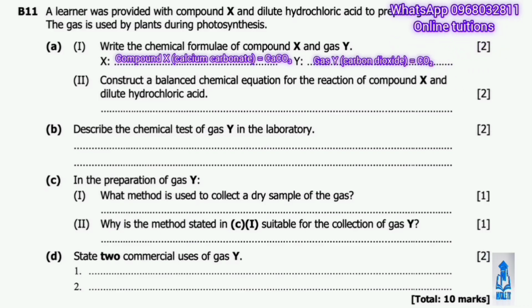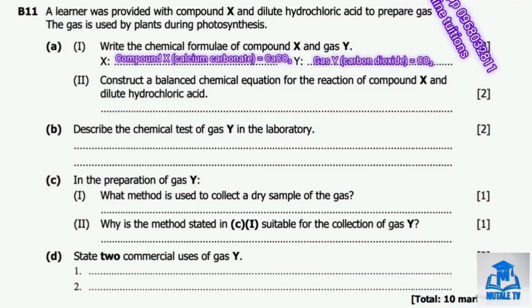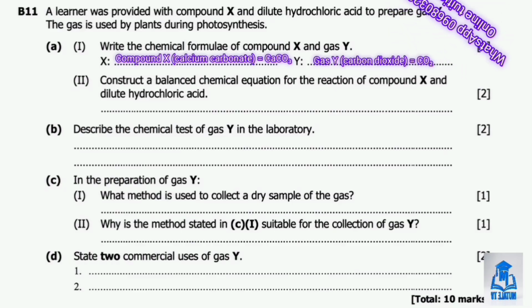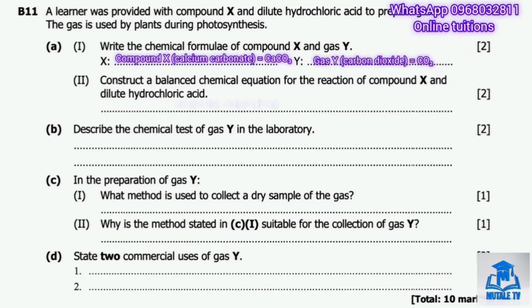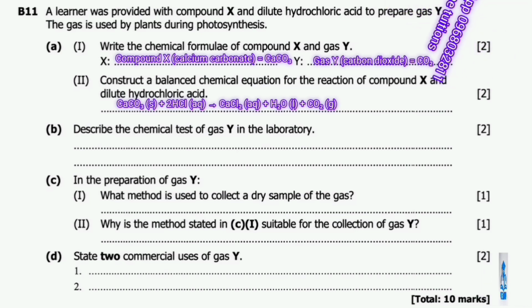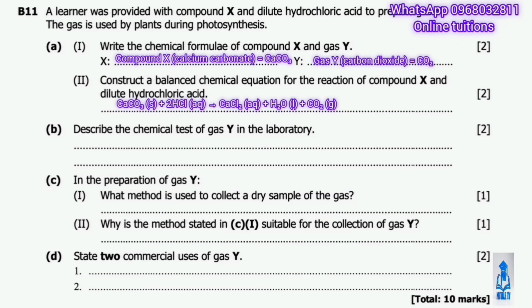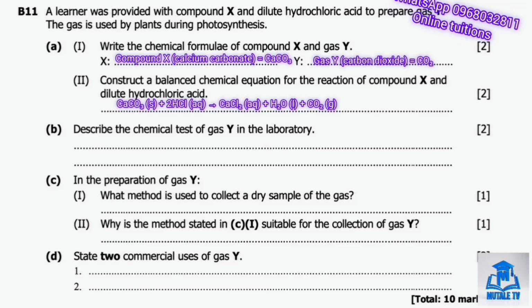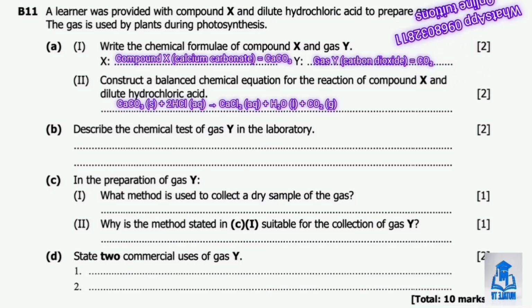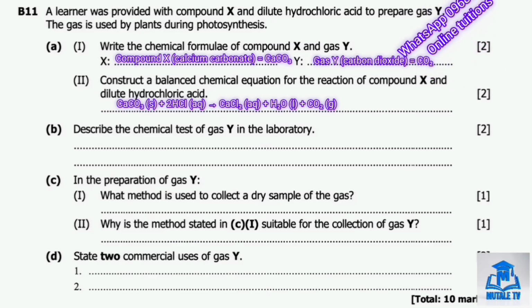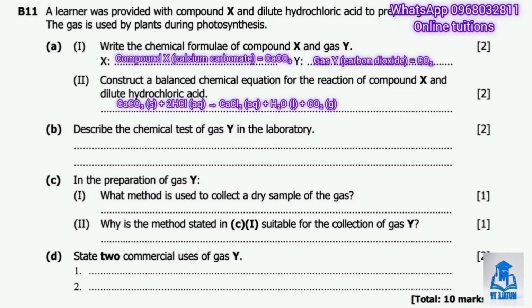So calcium carbonate reacts with hydrochloric acid to produce calcium chloride, water, and carbon dioxide gas. The balanced equation is CaCO3 plus 2HCl gives us CaCl2 plus H2O plus CO2. We need two hydrochloric acid molecules to balance the two chlorine atoms in calcium chloride. Then moving on to question B.